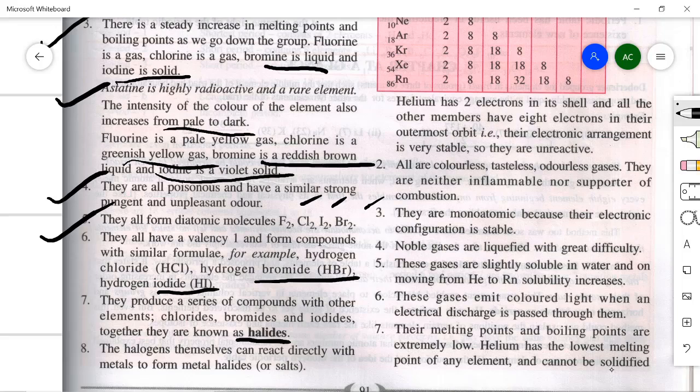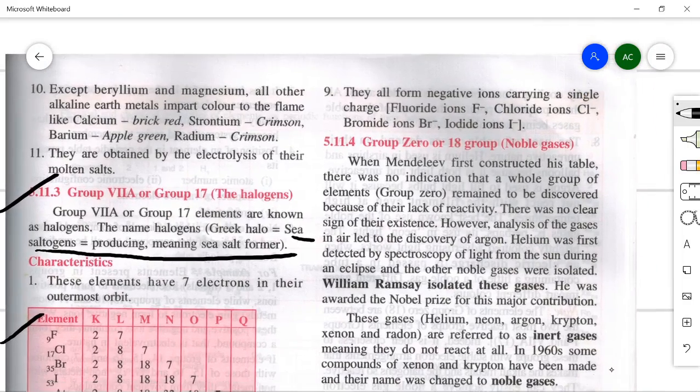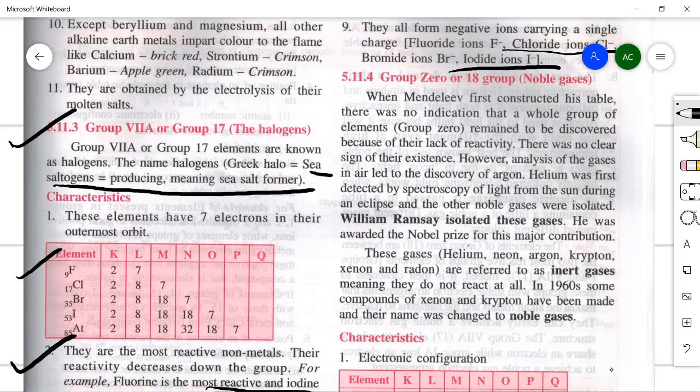The halogens themselves can react directly with metals to form metal halides. Then these halogens have negative charge, which we have already seen. Then group 0, as you know, are the noble gases and they were isolated by William Ramsay.